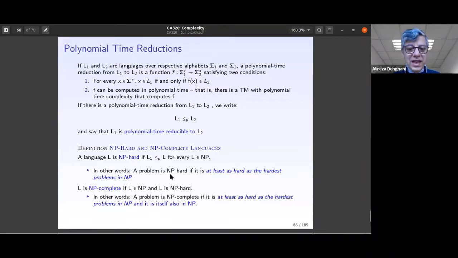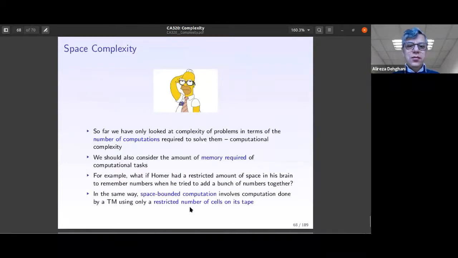In other words, a problem is NP-hard if it is at least as hard as the hardest problems in NP. And a problem is NP-complete if it is at least as hard as the hardest problem in NP and it is itself also in NP. So, in other words, the hardest problems inside NP are called NP-complete.